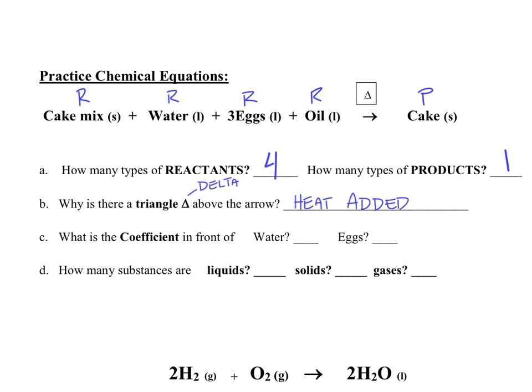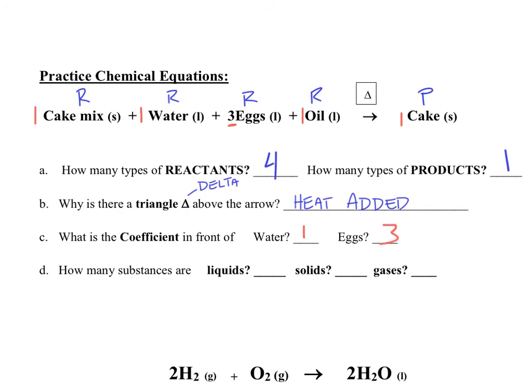Okay, what is the coefficient in front of water? All right, so when I look at water, I don't see any coefficient here. So remember, it's implied that it is a 1. In front of cake mix as well, 1. In front of eggs, I've got 3. In front of oil is a 1. And in front of cake, I've got 1. So the coefficient in front of water is 1. And the coefficient in front of eggs is 3.